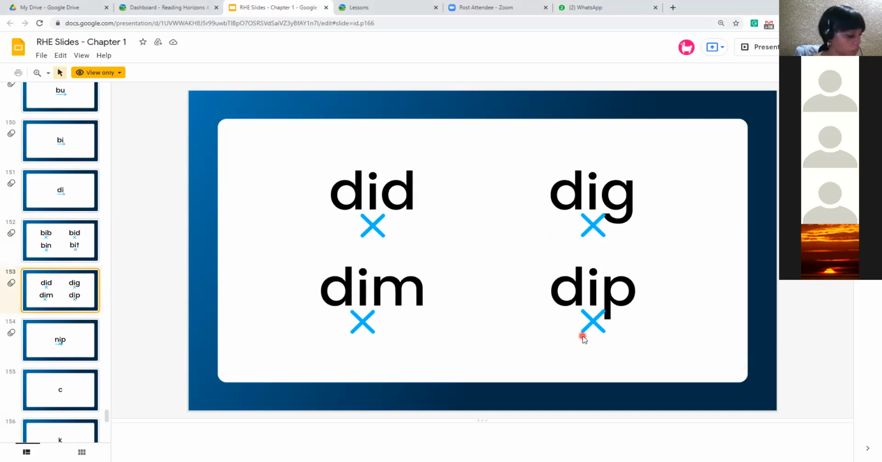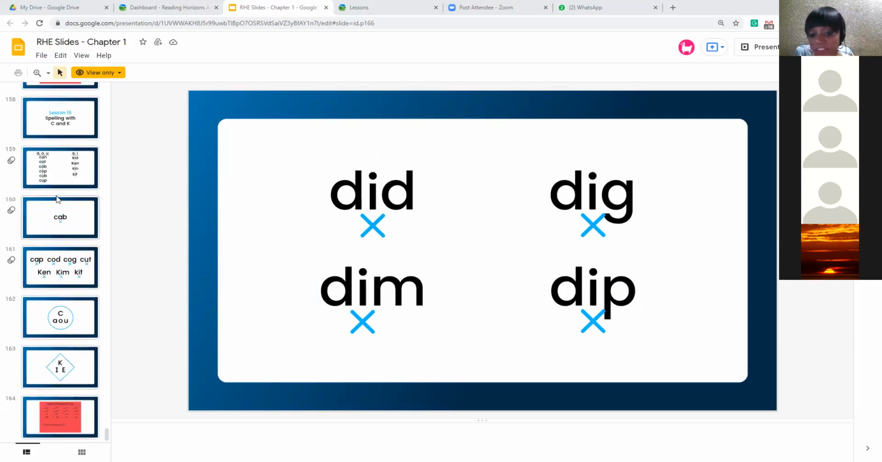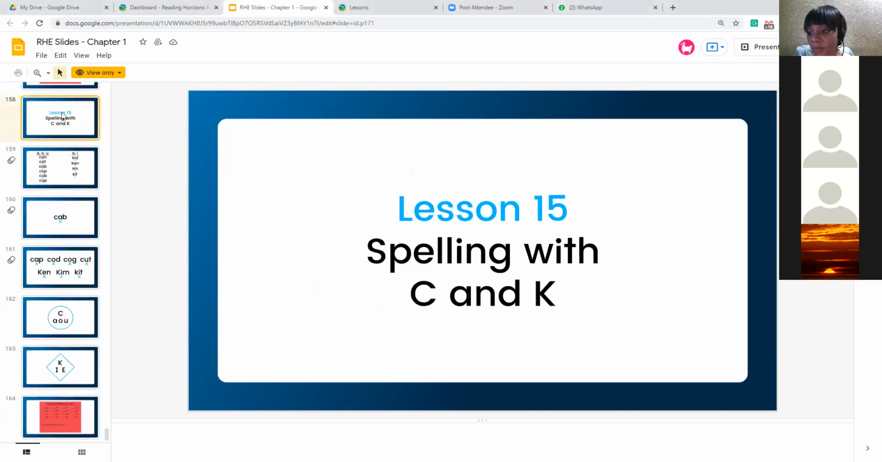Notice with all of these, we continue to make those sounds, right? Did, dim. In each of them, this would be D, this would be D, this would also be D, and this would be D. So they all have the same first sound and the same consonant, and the only thing that's different is the last sound, right? D, M, G. So that's how we make words, using the sounds.